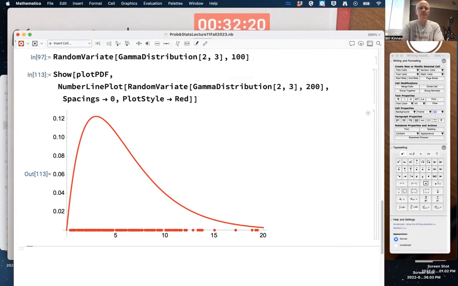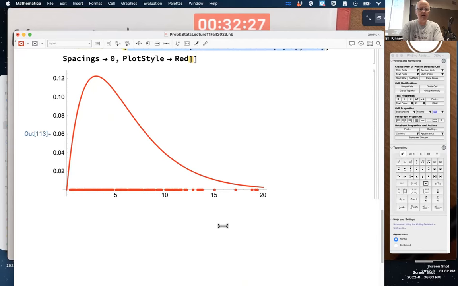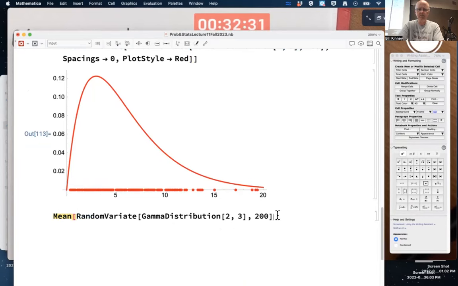Moreover, we can compute the mean of the data. Mean. Wait a minute, we haven't talked about how to compute the mean of data before.